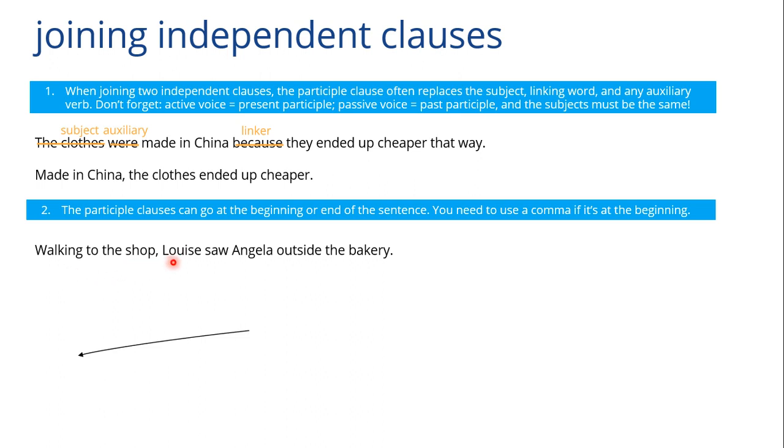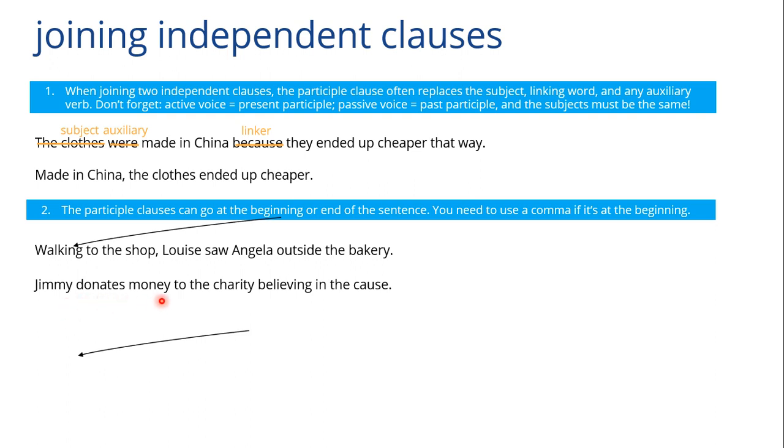Walking to the shop, Louis saw Angela outside the bakery. Who was walking to the shop? That is Louis. Who saw Angela? That's Louis. Where is the participle clause? In the beginning. So what? Use a comma here. Okay, at the beginning.